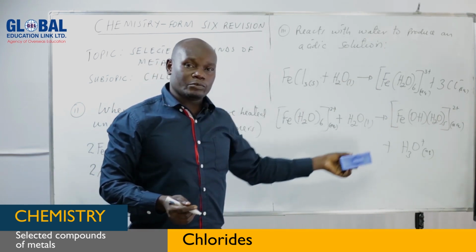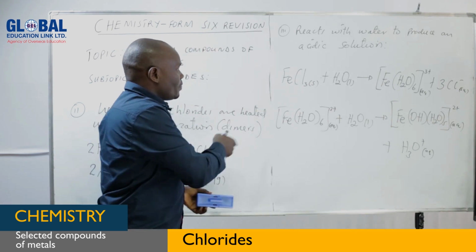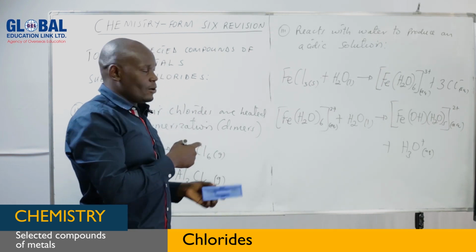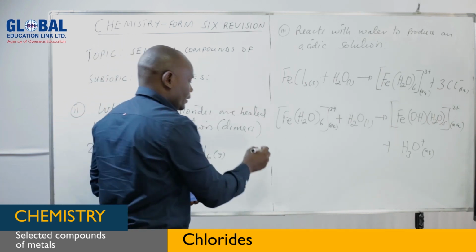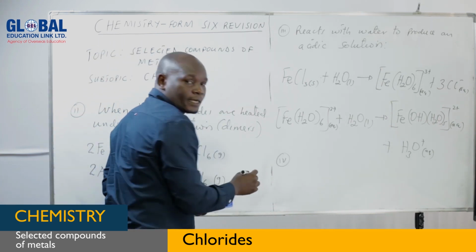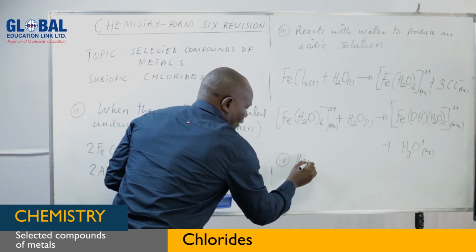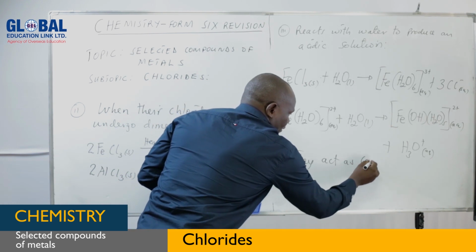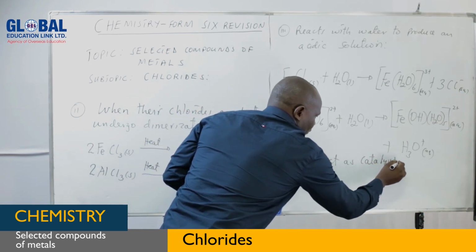So you can balance the equation if you are tasked to balance it. So that is now the third peculiar or special feature of iron chloride and aluminium chloride. The fourth now is that they act as catalysts in different chemical reactions.